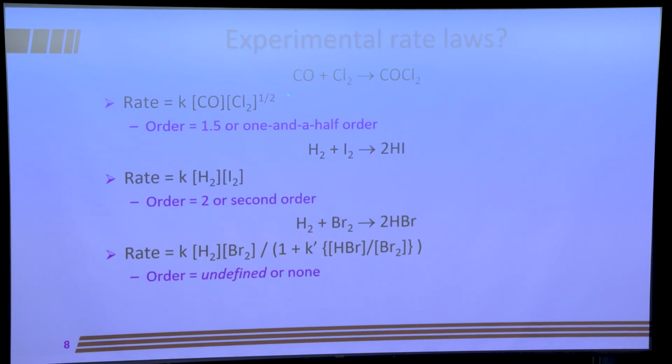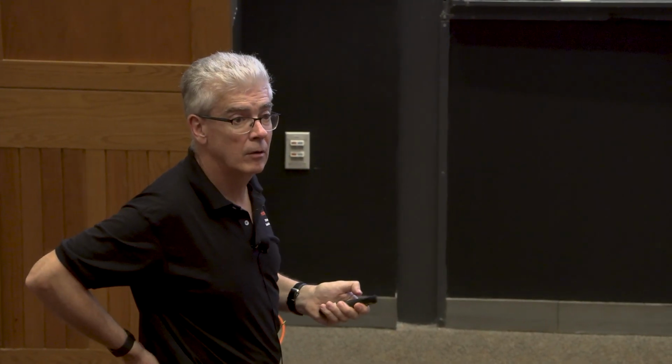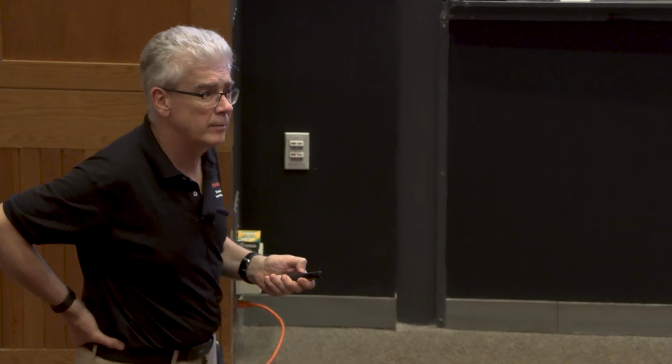So here we have some experimental rate laws. For instance, we have 1 CO plus 1 Cl2 gives COCl2. But the rate of this reaction is equal to the rate constant times CO to the power of 1 times Cl2 to the power of a half. The order of this reaction is 1.5, right? But we can tell immediately that this reaction is definitely not elementary. Why? Because it's not 1 and 1, okay? So it's definitely not elementary.